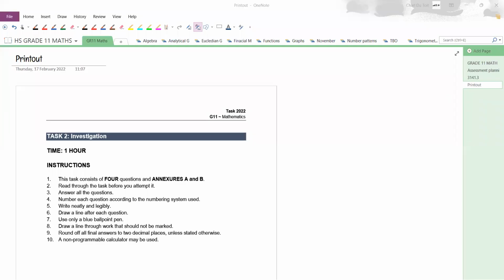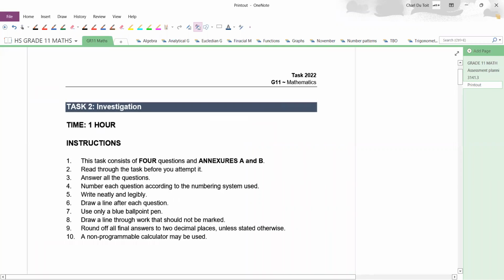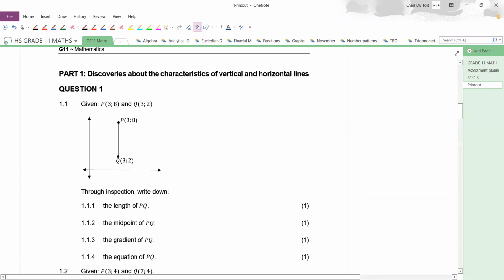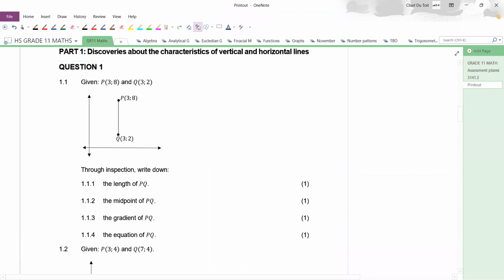Okay, so let's look at this assignment quickly. Amira has started with it, but Ibrahim, you haven't. So we just scan through this. Okay, this is like peanuts, the first one. Length of the line, midpoint, gradient.